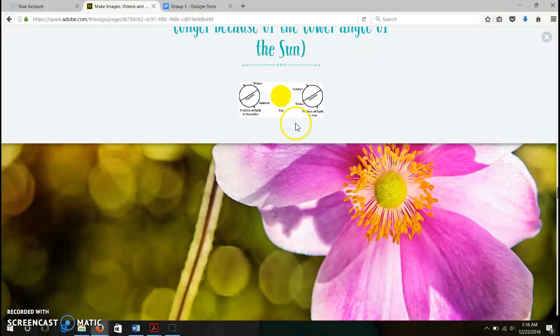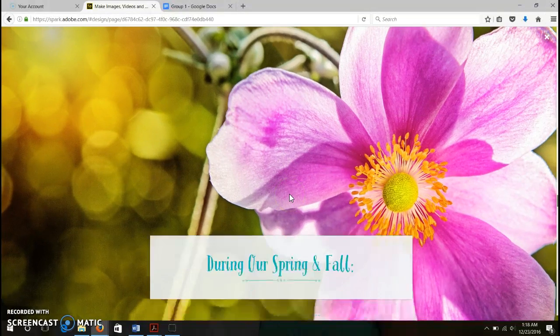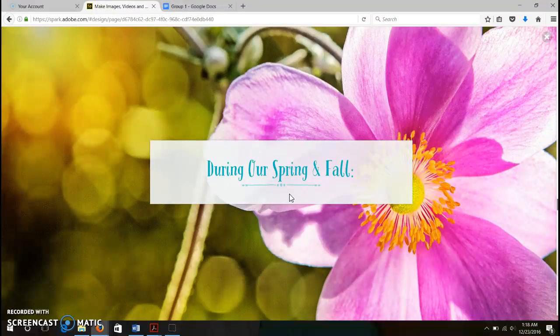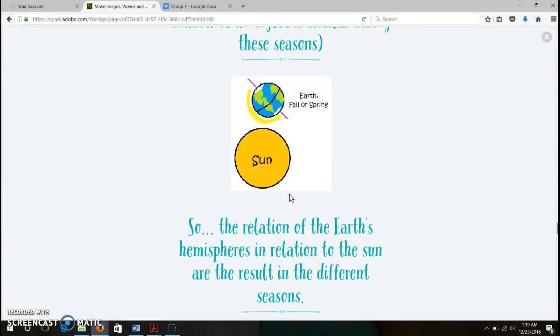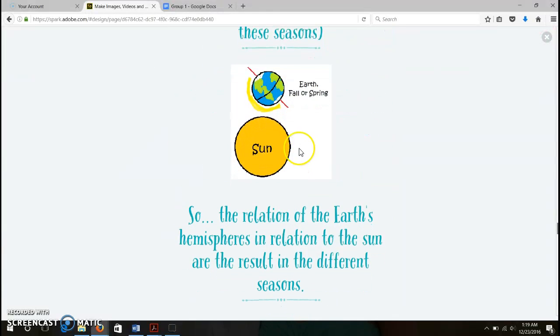Also to follow, I talked about our spring and fall and how the Earth doesn't lean either towards or away from the sun. It's basically the same in the spring and fall. Here is a photo to show. At the end of each one, I have provided information on what is the key information that they should have learned.